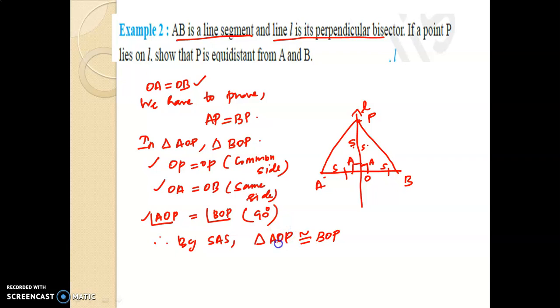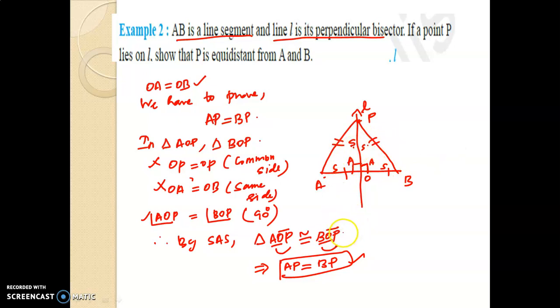Now check whether they are in the same order or not. OA equal to OB, it is given here. Next OP equal to OP. The next one AP equal to BP, which implies AP equal to BP. So AP equal to BP means they are the same side. So that is our proof. Here I have proved that these two triangles are congruent to each other.